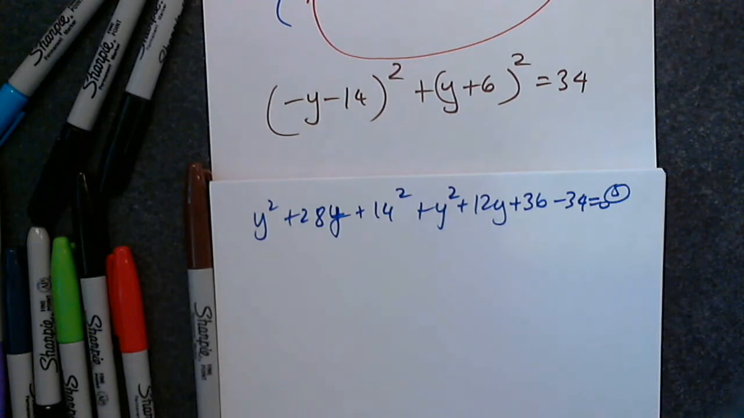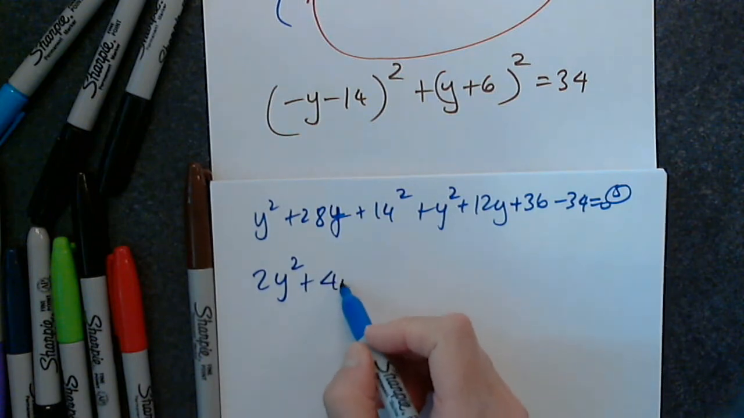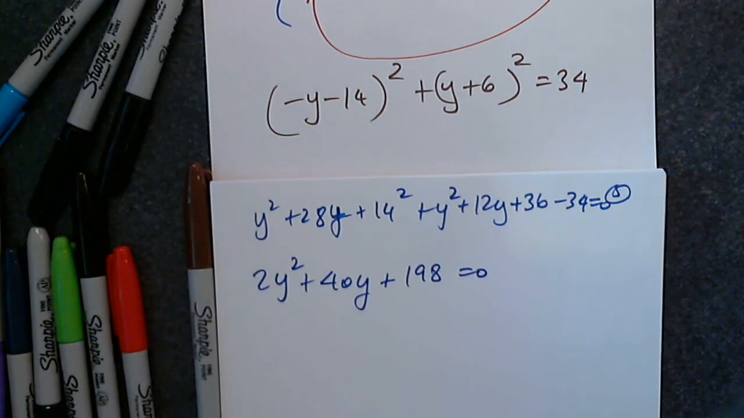196 and plus 2 is 198. Combine like terms: 2y squared plus 40y plus 198 equals 0. I think that's what I got, because 36 minus 34 is 2. So 196 plus 2 is 198. Okay, so I'm looking at this equation. What type is it? Quadratic. Very good. Awesome. Thank you.